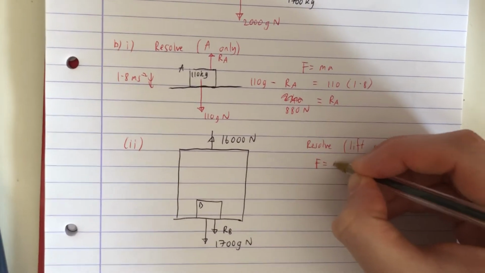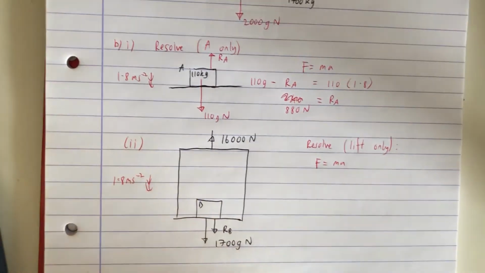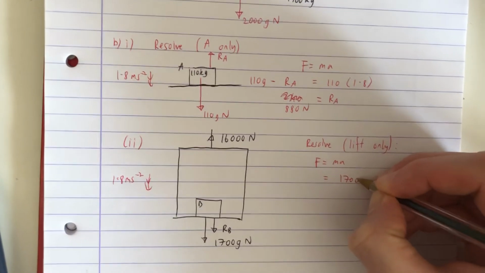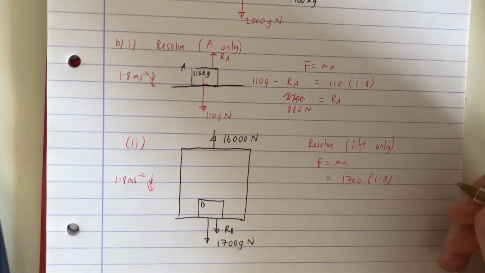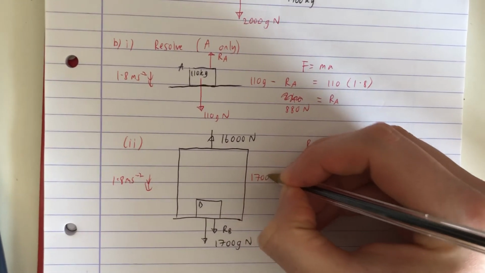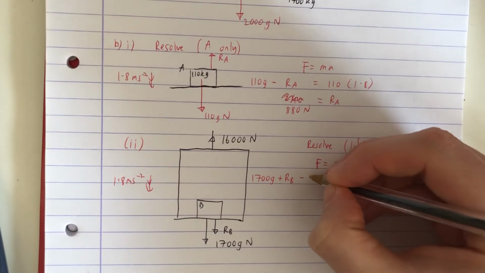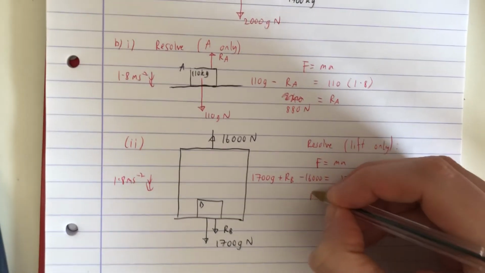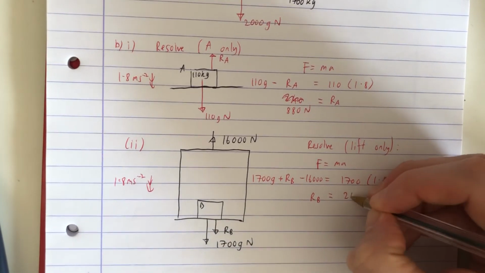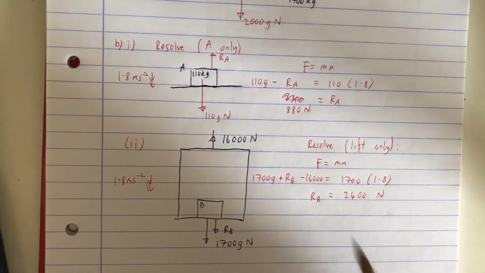F equals ma. It's accelerating again downwards, 1.8 meters per second squared. The mass of the lift is 1,700. The acceleration of the lift is 1.8. The force is going down, 1,700 g plus the reaction force, subtract 16,000. And if you make RB the subject, then you get 2,400 newtons. And that would be resolving the lift only.